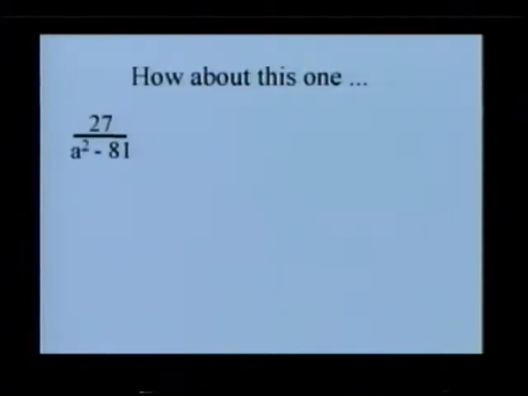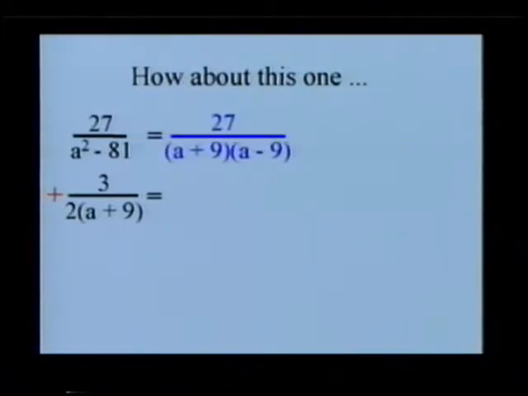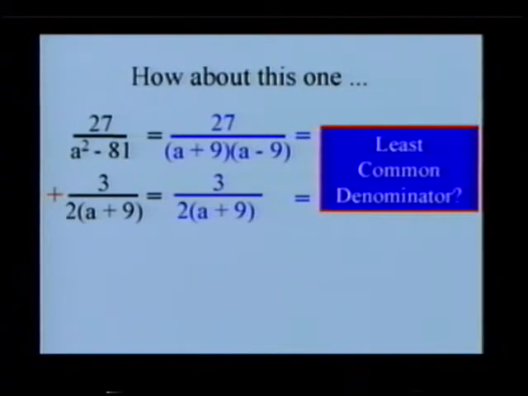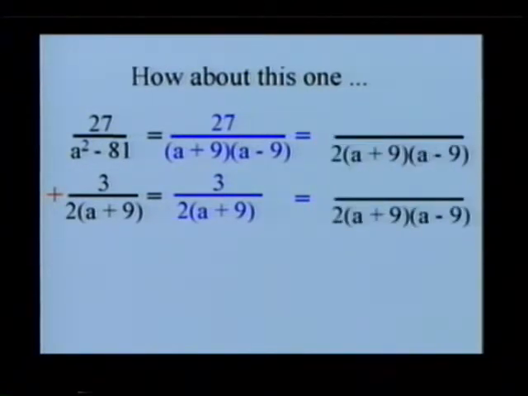Let's take a look at another. I need a least common denominator. Before I get a least common denominator, I'm going to have to factor. Let's take a look at these babies' factors. Getting a least common denominator of the two denominators, I need to cover everything. I need an a plus 9, I need an a minus 9, I need a 2, and I didn't need another a plus 9. So there's your least common denominator.